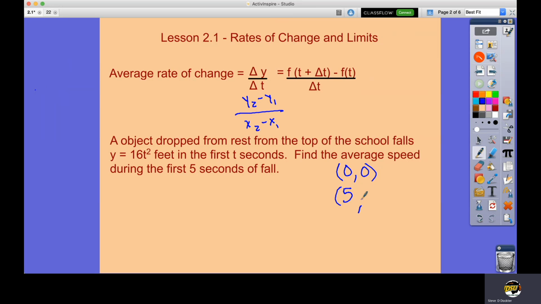Thanks for figuring out. Let's go. It is not 16. Let's go. Plug 5 in here. Let's go. 400.